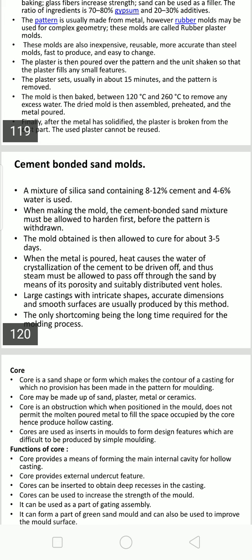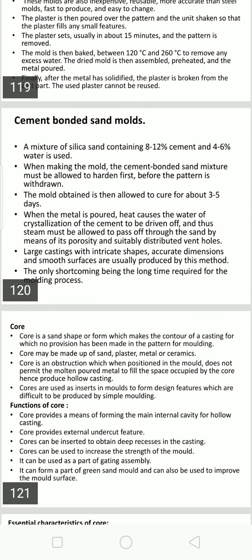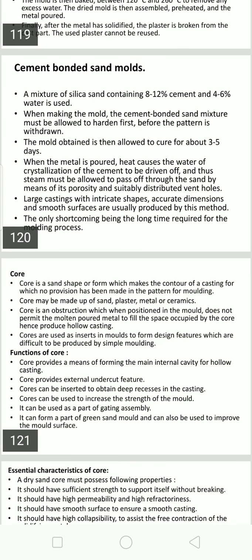So only cement, 8 to 12% cement and 4 to 6% water, thoroughly mixed. This slurry is poured around the pattern, but it is allowed to dry for more than 8 hours. Actually 8 days, not 8 hours, 8 days. So it will be cured by that time. Then they remove the pattern, but while removing, there is a possibility of it sticking to the pattern permanently. However, for very large castings when patterns are not readily available, in such conditions cement bonded molds are used.